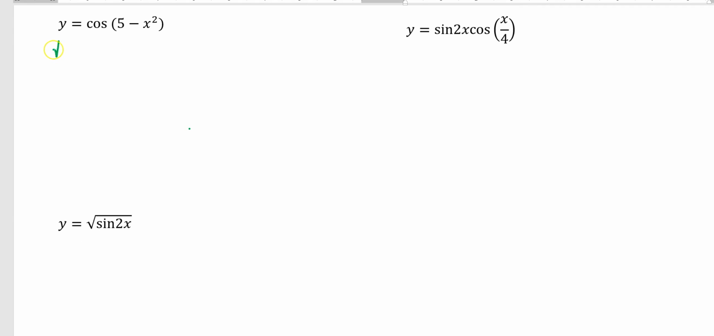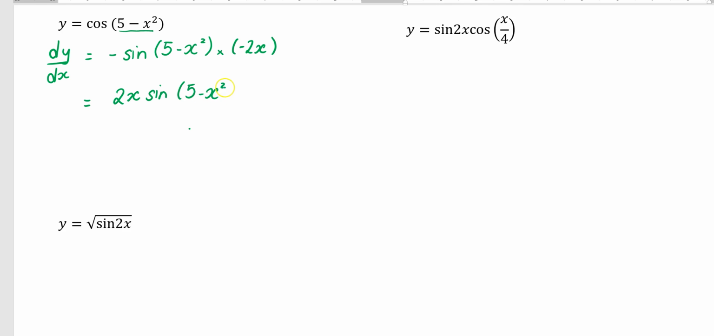So this becomes dy by dx equals minus sine of that function, 5 minus x squared, but then the rule said to times it by the derivative of this function here. Now the derivative of 5 is 0, derivative of minus x squared is negative 2x. Again, tempted to tidy that up. Negative times a negative is a positive, so 2x sine 5 take x squared.